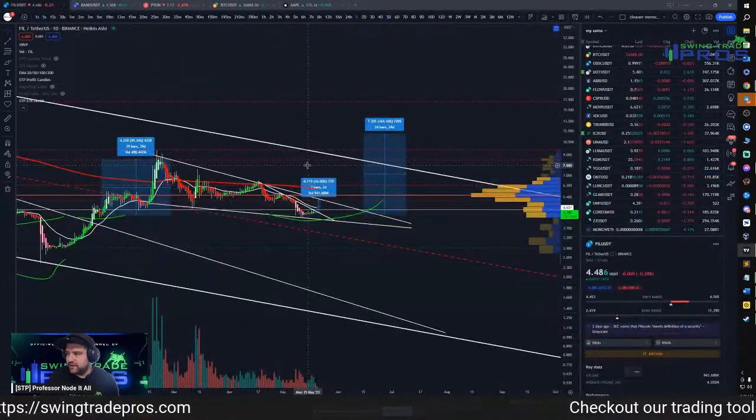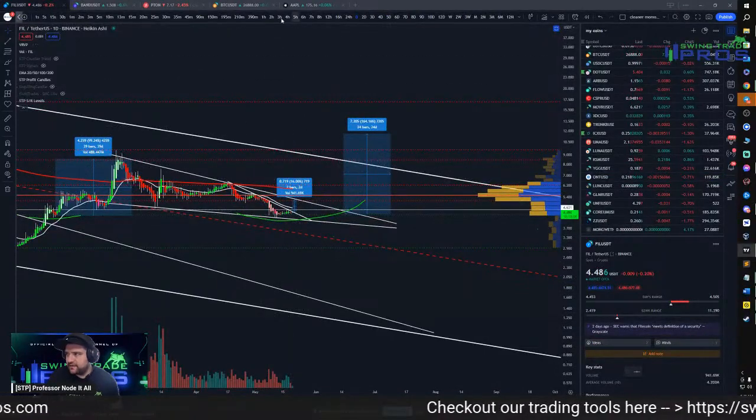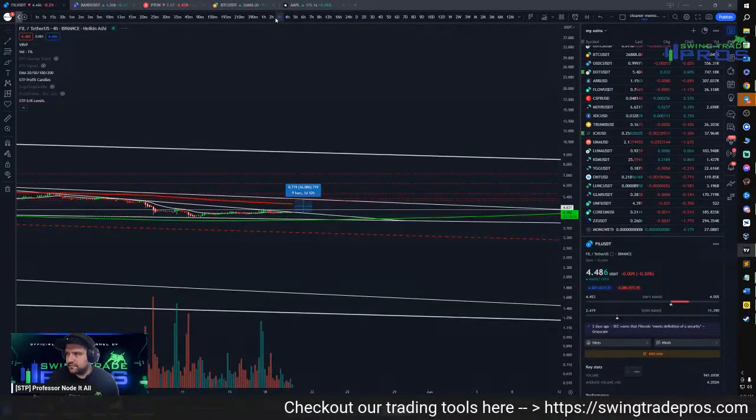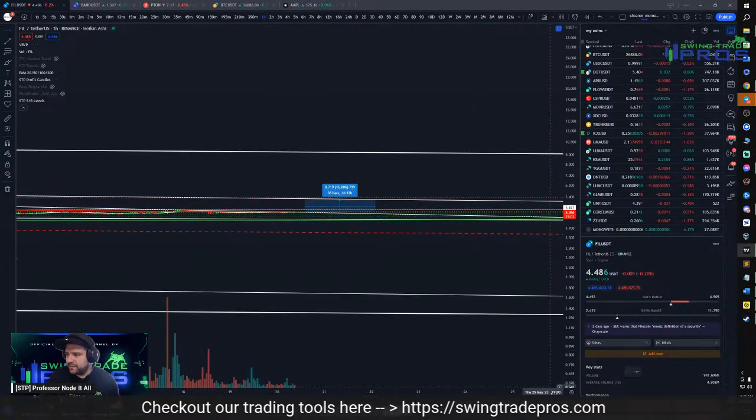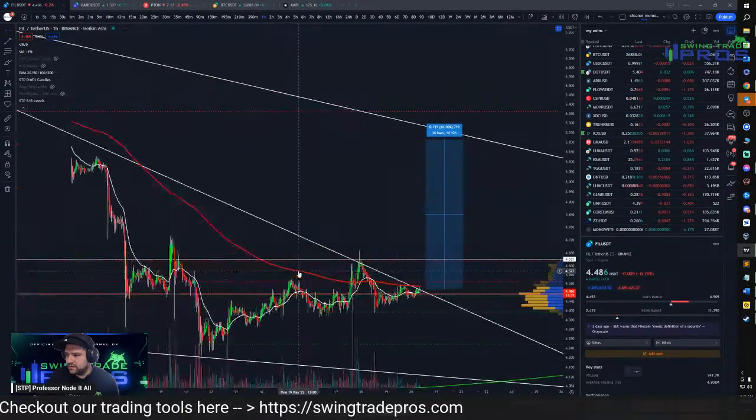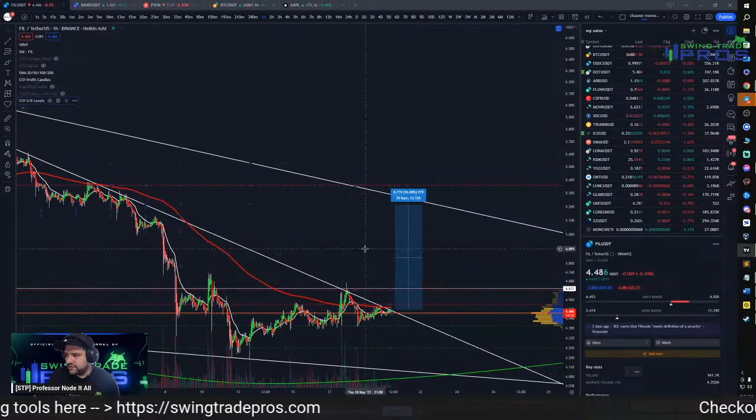Filecoin not really doing anything yet. Just kind of sitting here. Like I said, we're going to have to probably be patient in Filecoin. This one is just consolidating right now.